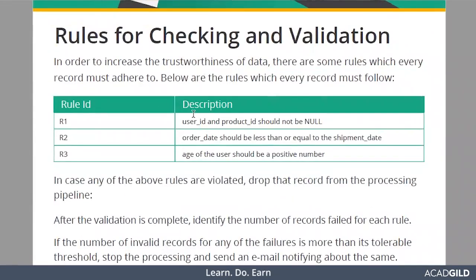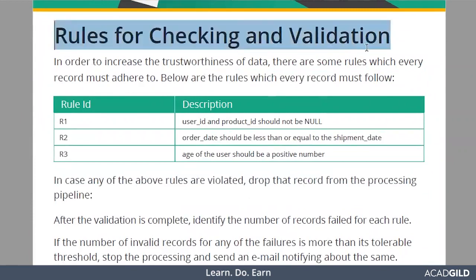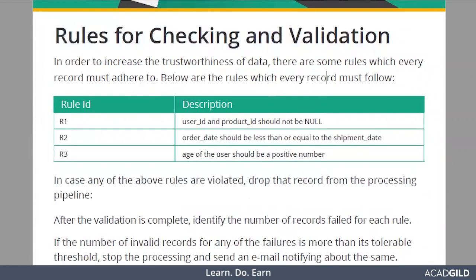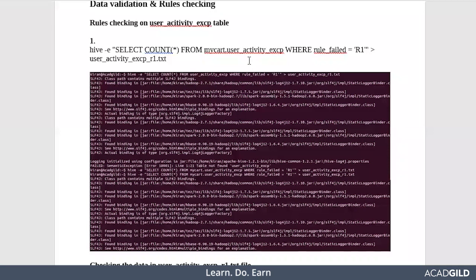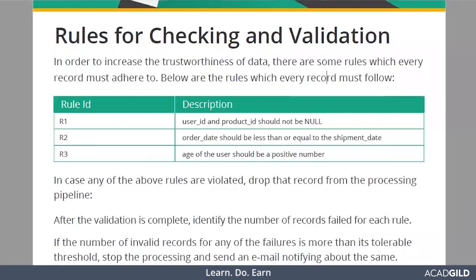So this is something which we are going to perform today. All right. So I have the solution doc open. Now you see rule checking on user activity exception table. Basically we need to find out how much data is getting validated and fulfilling the rules and not fulfilling the rules. So we need to drop those records and stop the processing if certain thresholds are reached. So those things we will see today.